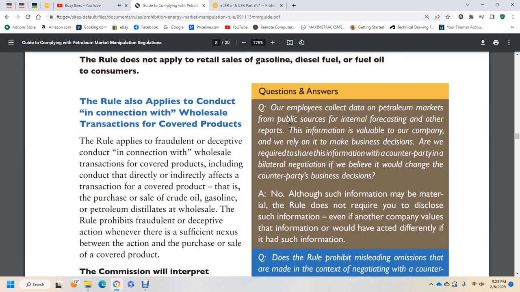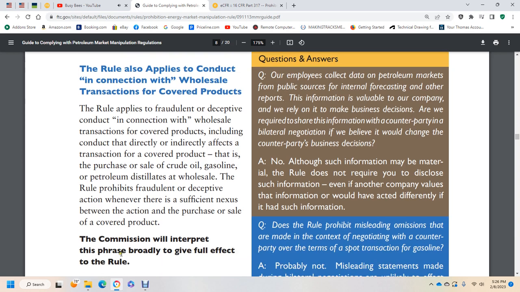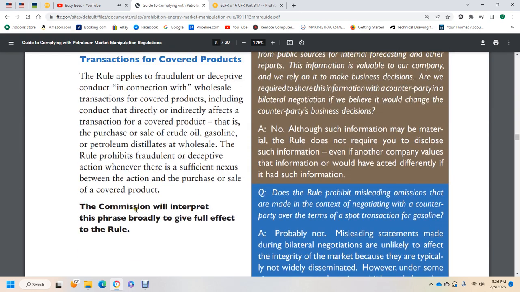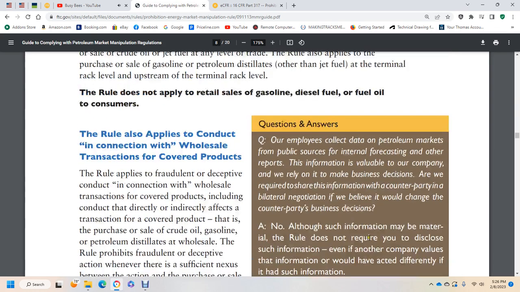The rule applies to fraudulent or deceptive conduct in connection with wholesale transactions in a covered product, including conduct that directly or indirectly affects the purchase or sale of crude oil, gasoline, or petroleum distillates at wholesale. The rule prohibits fraudulent, deceptive action whenever there is a sufficient nexus between the action and the purchase or sale of a covered product. The Commission will interpret the phrase broadly to give it the full effect of the rule.